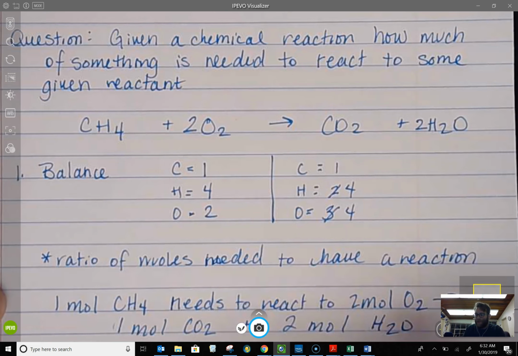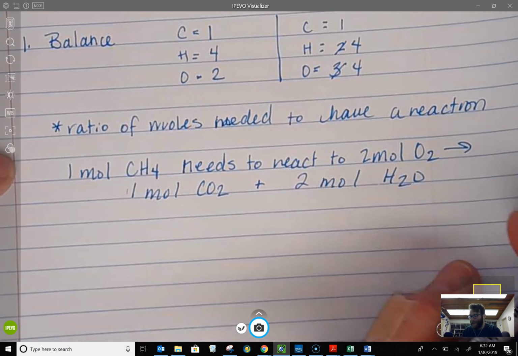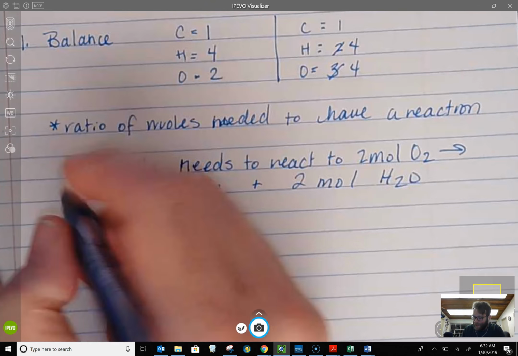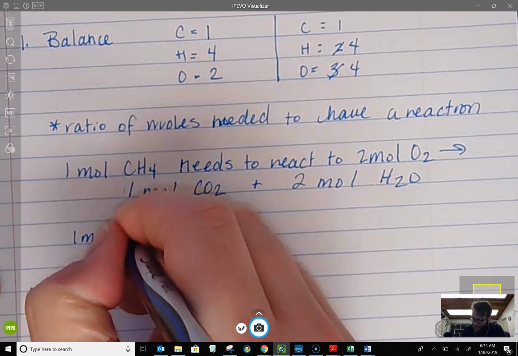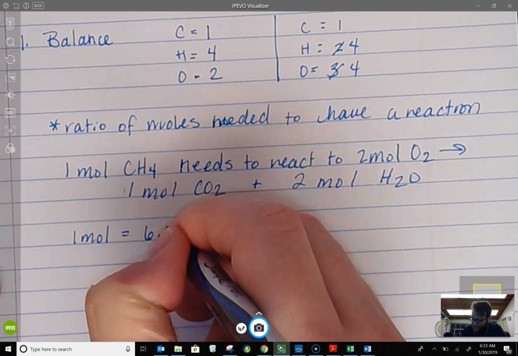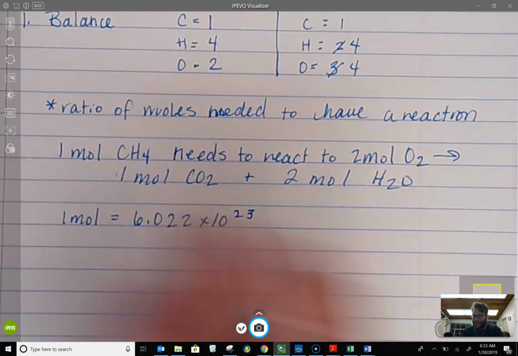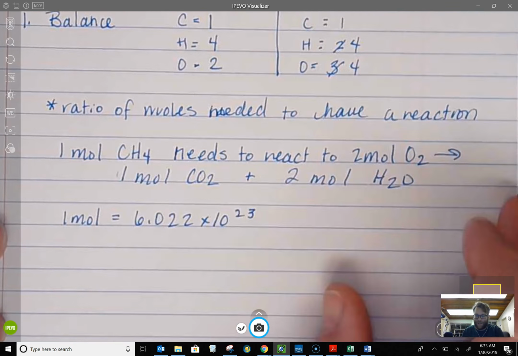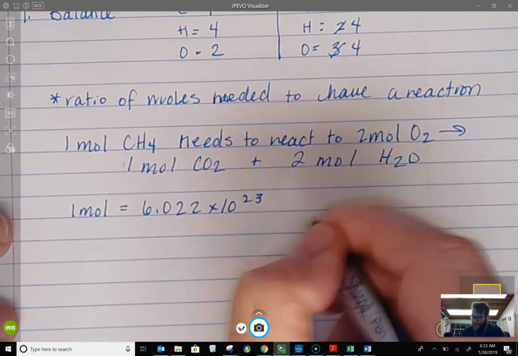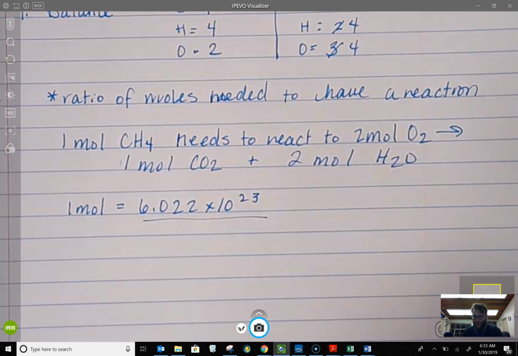Okay, so again, a molar ratio is just that you have that many of something. Remember, 1 mole means that we're going to have 6.022 times 10 to the 23rd of that substance, right? So either atoms, molecules, ions, whatever thing we're trying to measure. Again, this is just a number. Okay, so that's how many that we're going to have.